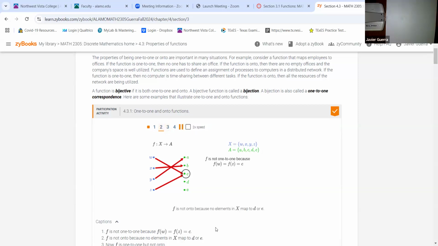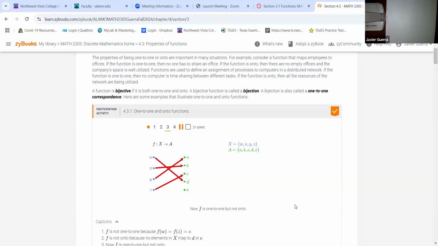All right. F is not onto. Notice that in order for it to be onto, all of the target values must be used up. But in this case, it does not. D and E did not get mapped. Therefore, it is not onto. So one-to-one means each of these domain values are supposed to get mapped to a different target value, and it doesn't. And all of the target values do not have a mapping from the domain, because D and E didn't get used. So there's that one.